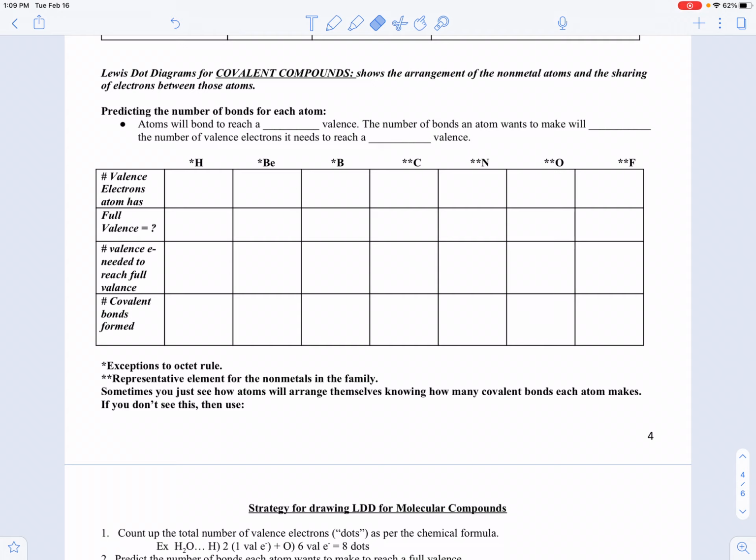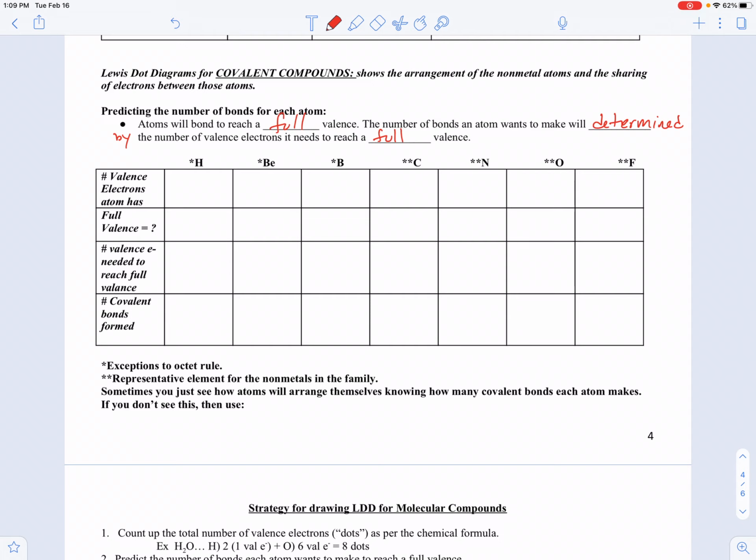So we're going to start with predicting the number of bonds. When we're looking at this, atoms will bond in order to reach a full valence shell. The number of bonds an atom wants to make will be determined by the number of valence electrons it needs to reach a full valence shell. So the number of valence electrons it wants is basically the number of bonds that it's going to end up wanting to make. So again, it's really helpful to know your valence electrons.